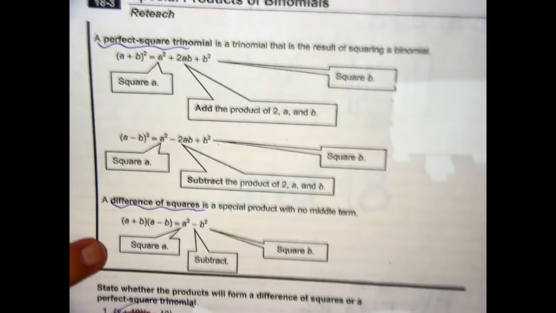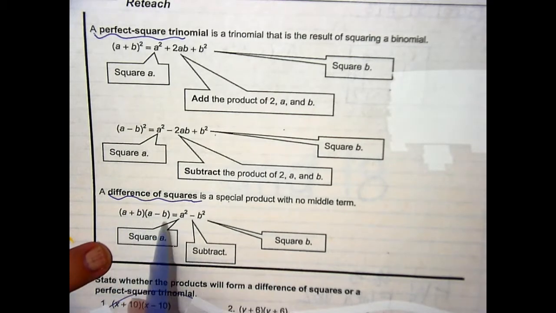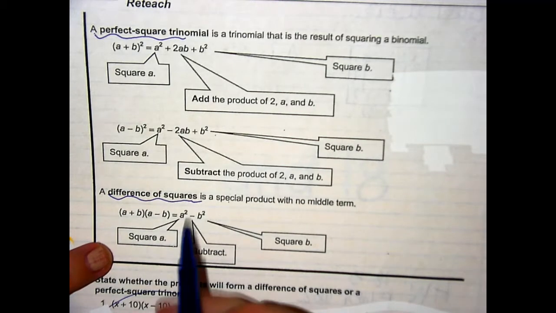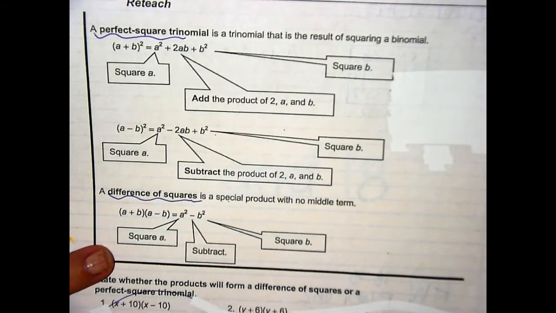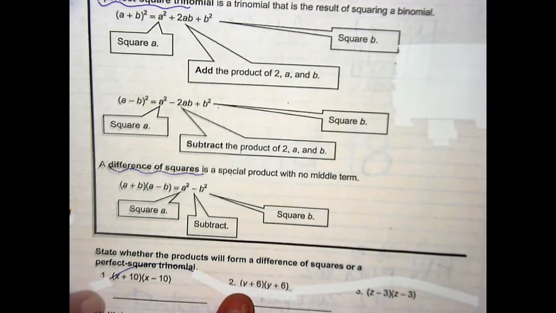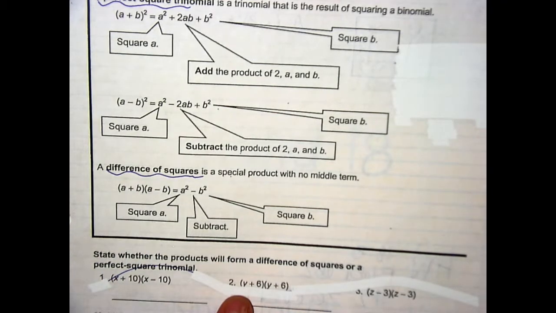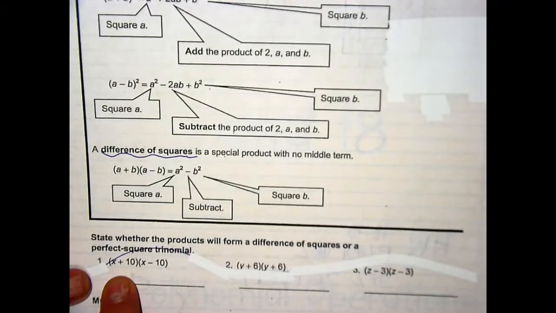Okay, and the second one is called the difference of squares. That's when you have a plus b times a minus b. Your product is always a squared minus b squared. So the first three say to state whether the products will form a difference of squares or a perfect square trinomial. So on number 1, I have x plus 10 times x minus 10.